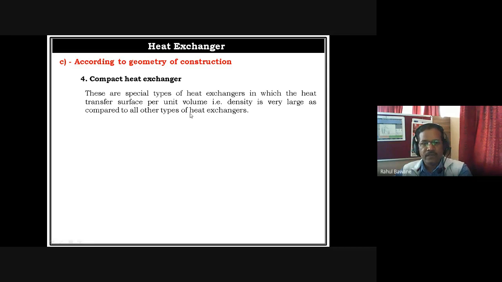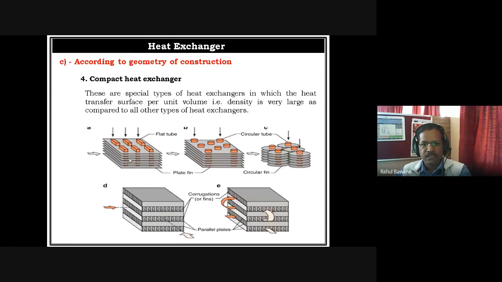That means it has a very small total volume of heat exchanger, but it provides a large temperature change between two fluids. So these are some examples. A very small sandwich: volume wise it is very small, but it gives sufficient cooling, that is temperature difference. It might be such kind of flat tubes or circular tubes with fins, or this kind of matrix, but in very small size. So that is called a compact heat exchanger.